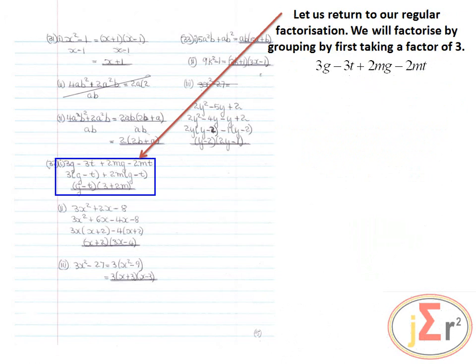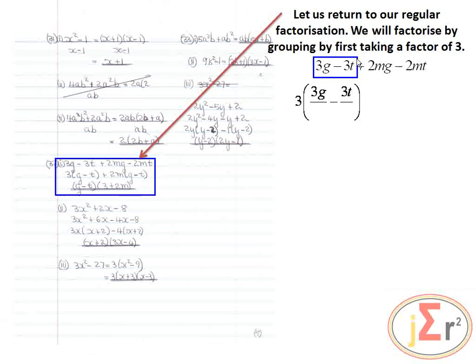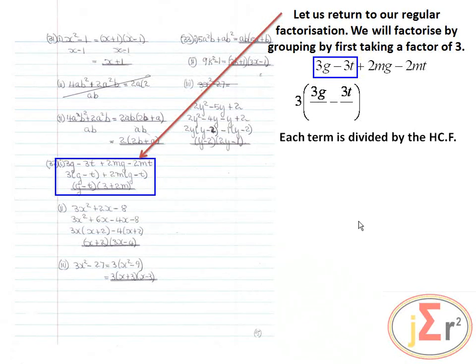We will factorize by grouping by first taking a common factor of 3. So 3 is the common factor of the first two that we have right there. So let's go straight ahead. We have 3g minus 3t. Take a common factor of 3. There's no doubt that g minus t will remain after we take these 3 out. So divide each term by the highest common factor of 3, and what do we notice? That the 3's will go.